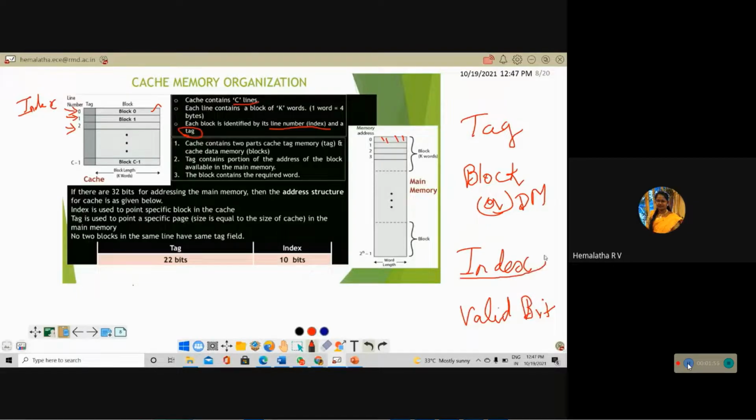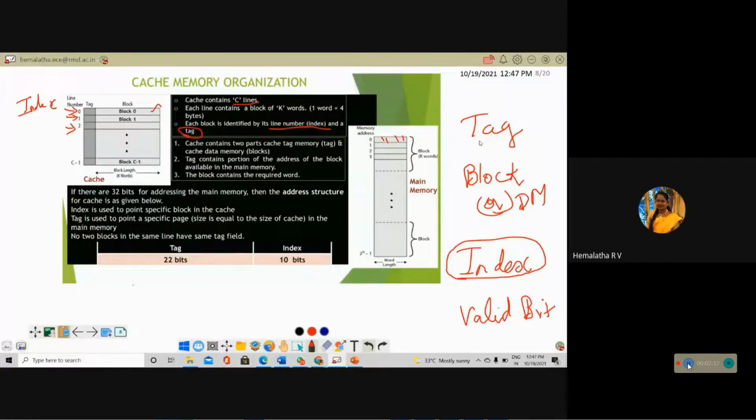This index number is otherwise called the line number. So this is my line number, followed by the tag, followed by your block, or data memory. You have one more column, which is called the valid bit. So totally we have 4 columns: your first column, the line number, followed by the tag number, block, and your valid bit.